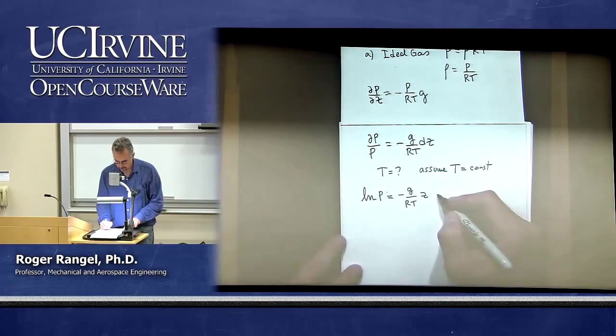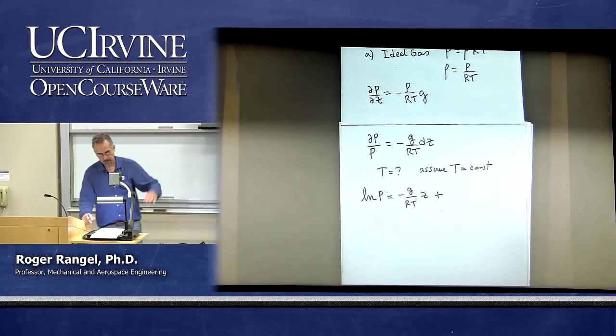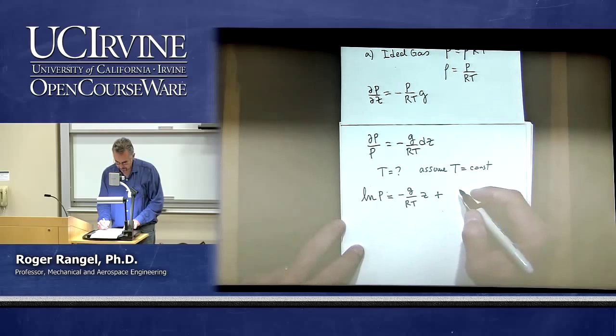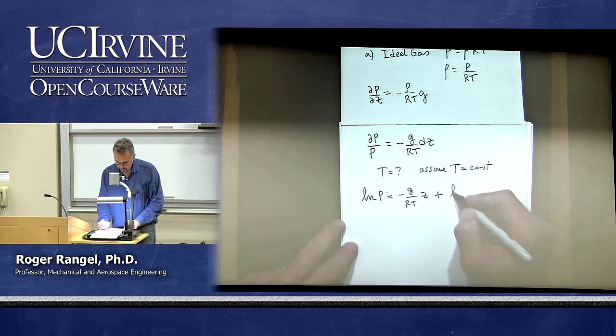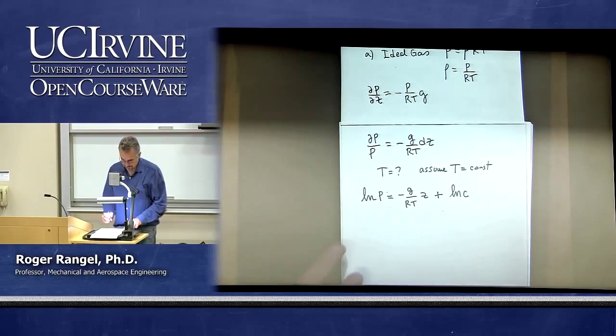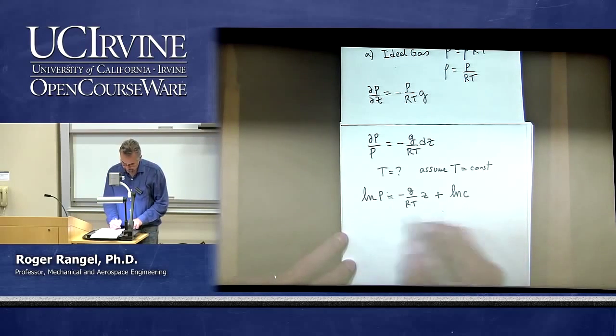And of course, there will be a constant of integration that depends on where you put the origin of your coordinates. In this case, it's more convenient to write that constant as the natural log of a constant to simplify the next step. So that means that I can write this as P over C equals, taking the exponential on both sides, E to the minus GZ over RT.